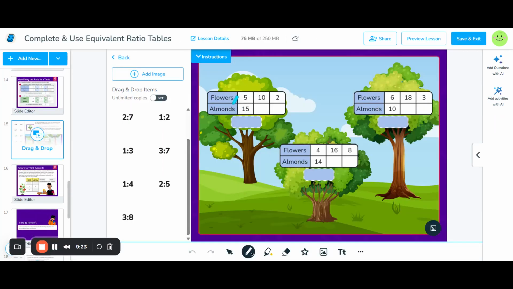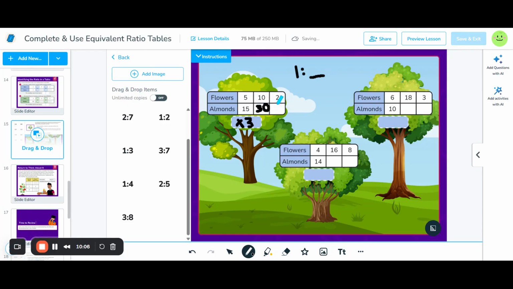So let's look at this example here. We have these 3 trees, and for every certain number of flowers, they produce a certain number of almonds. You could boil it down at some point to 1 flower gives you a certain number of almonds, and that's what we want to figure out here. So if this one has 5 flowers and it makes 15 almonds, so if it had 10 flowers, we can think 5 times what is equal to 15? 5 times 3. Okay, so then 10 times 3 is going to be 30.